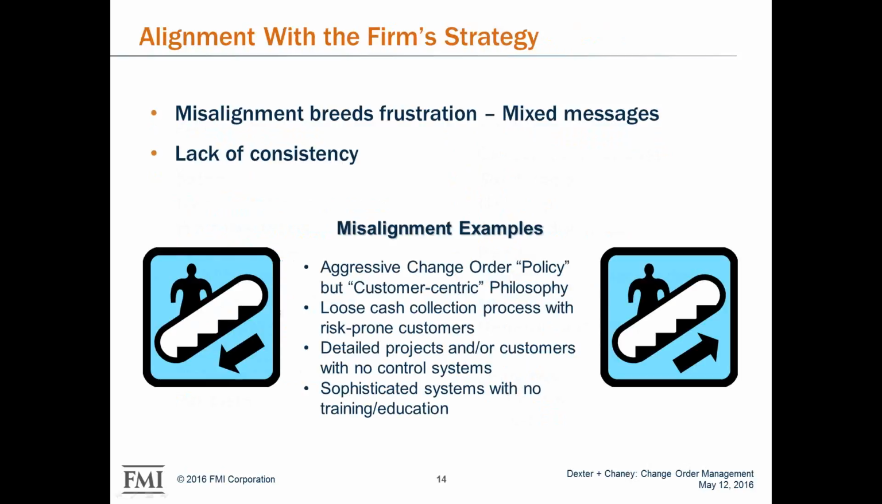Your process also needs to align with your firm's strategy. Misalignment breeds frustration. There could be a lot of mixed messages if people are doing things different ways. You've got one superintendent that uses one form, and a project manager using a different form, people aren't communicating, things are getting missed and things are getting lost. This lack of consistency is frustrating for you, it's frustrating for the client, it's frustrating for your staff.